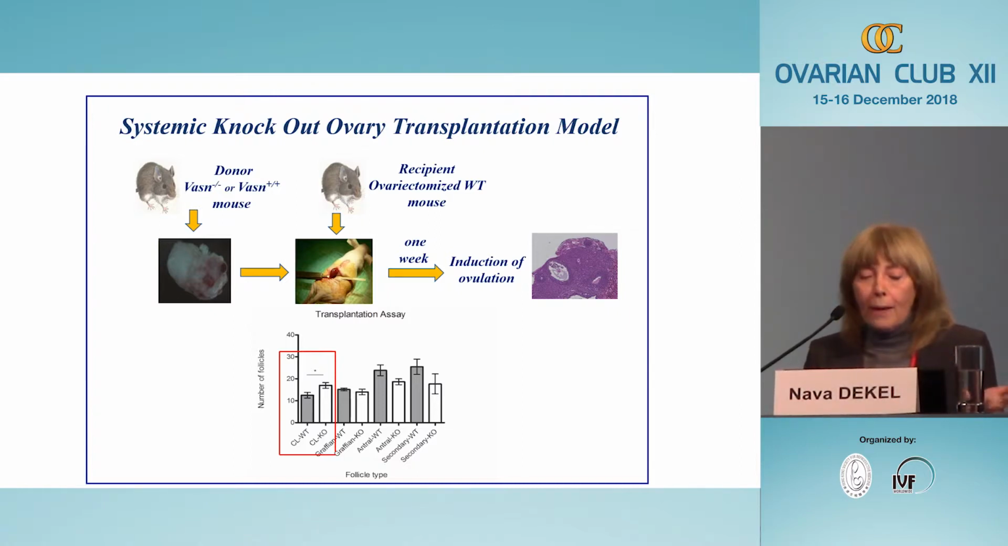We let them recover for a week, and then the mice were subjected to the common protocol of induction of ovulation, PMSG followed by HCG. The only way to look for ovulation in this model is to count the number of corpora lutea, and as you see here, this protocol reproduces our finding using the conditional knockout mice, and we have a higher number of corpora lutea in the absence of Vasorin.